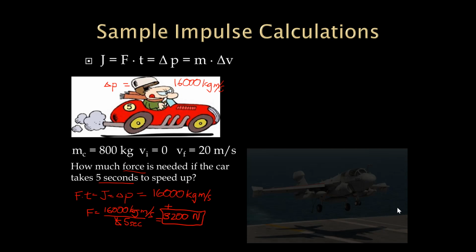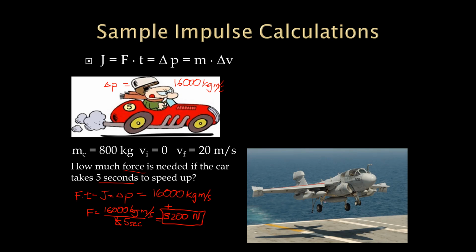Let's take a look at the other example we had. We had an airplane landing on an aircraft carrier deck. The mass of the airplane was 4,000 kilograms. It was initially flying at 70 meters per second. We've got to stop that. Notice here that our change in velocity is actually a negative number, minus 70 meters per second. So it tells us our change in momentum is also going to be a negative number.